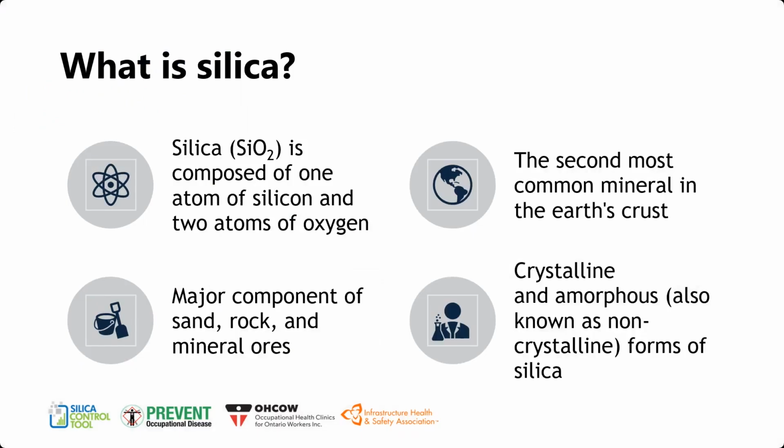So silica, what is silica? Silica can be considered the second most common mineral making up the Earth's crust. It makes up a major component of sand, rock, and mineral ores. Silica can exist in two forms, a crystalline form and a non-crystalline form, known as amorphous. The way to transfer from one form to the other is typically high heat. But for the purposes of this session, we will be focusing on crystalline silica, as it is known to be the most hazardous to our health.